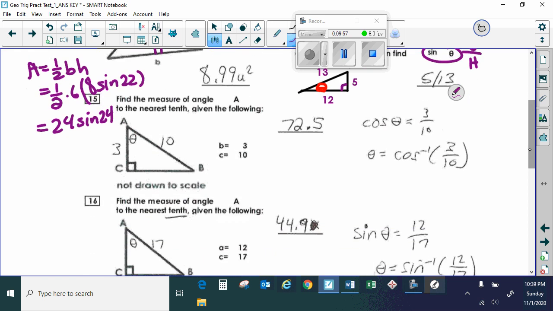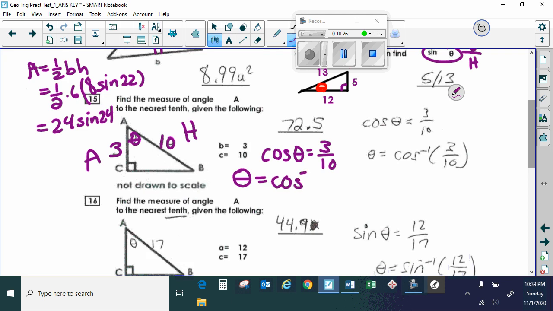Okay, 15 now. Find the measure of angle A to the nearest tenth, given the following. Little b is 3, so I have to know that that's across from big B, and little c is 10 across from big C. And I want theta, so that's my adjacent over my hypotenuse, which is cosine. So I should have cosine of theta equals 3/10, and I need to get rid of cosine, so I do that by inverse cosine. Whatever you do to one side, you do to the other side. So I type this in my calculator, and I get 72.5 rounded to the nearest tenth.